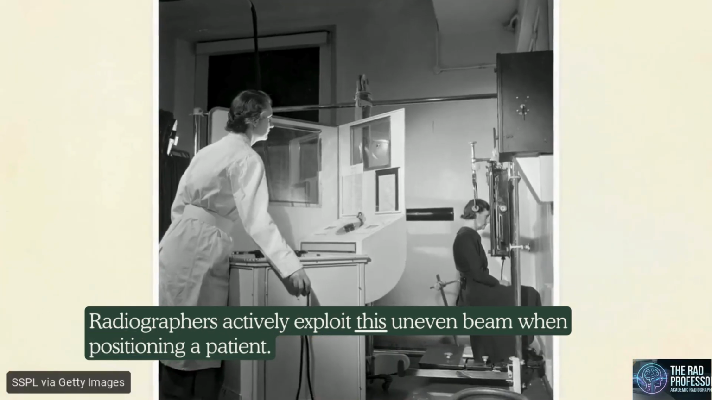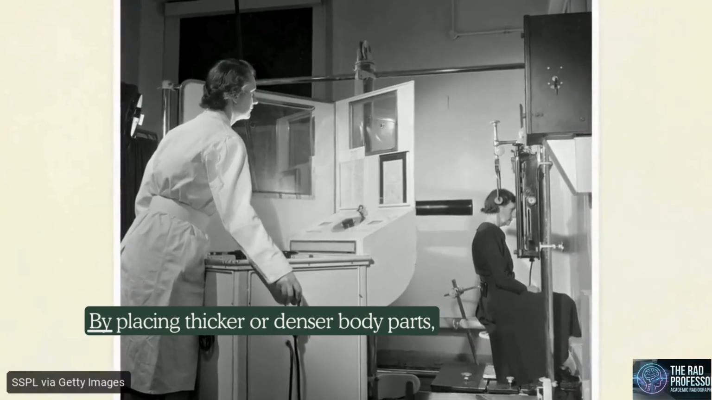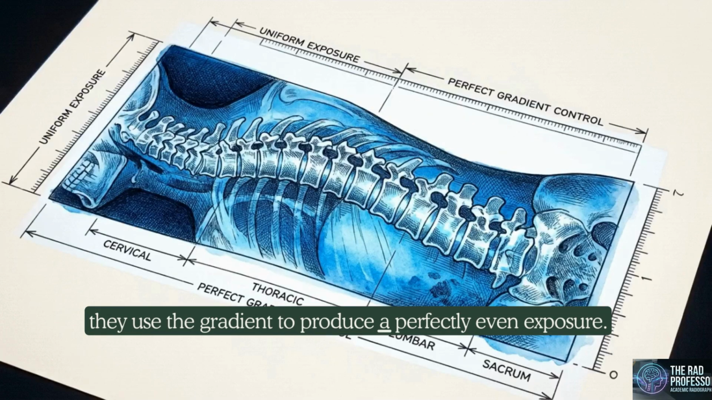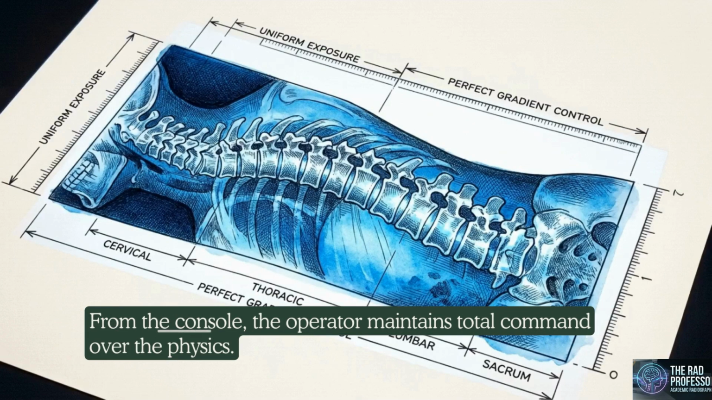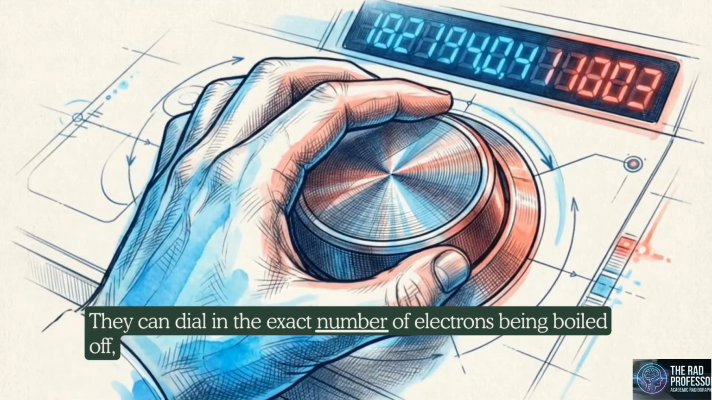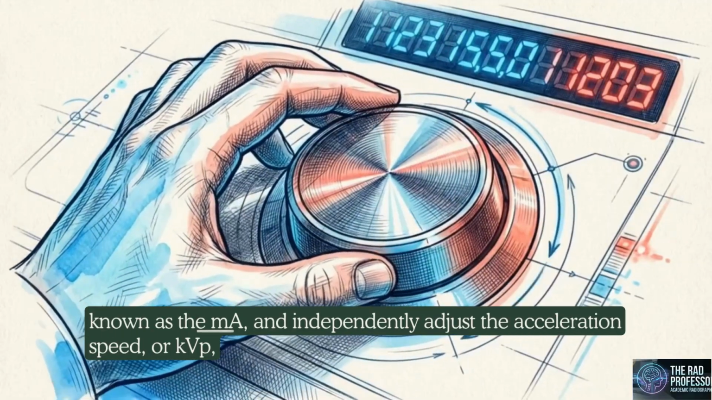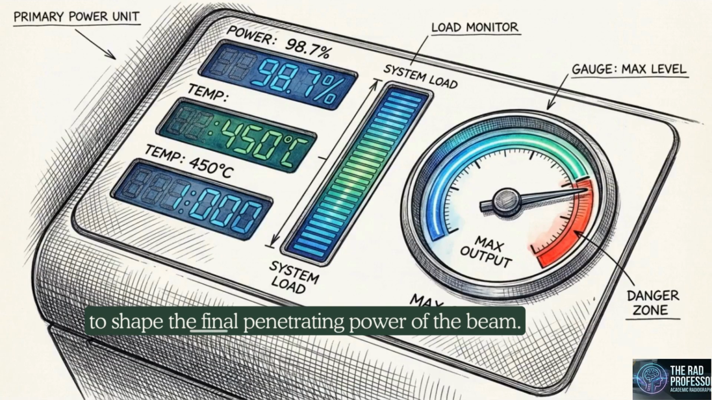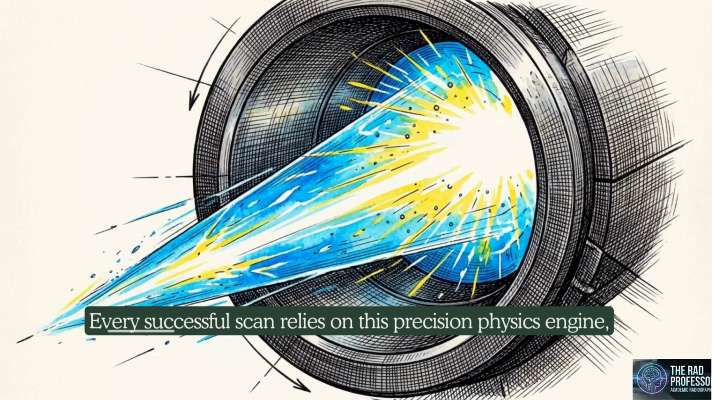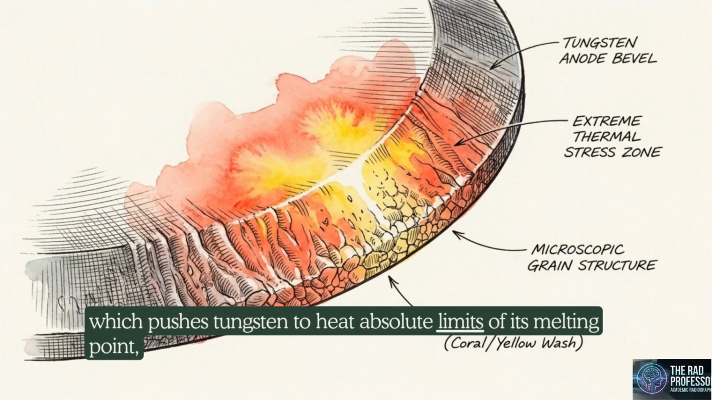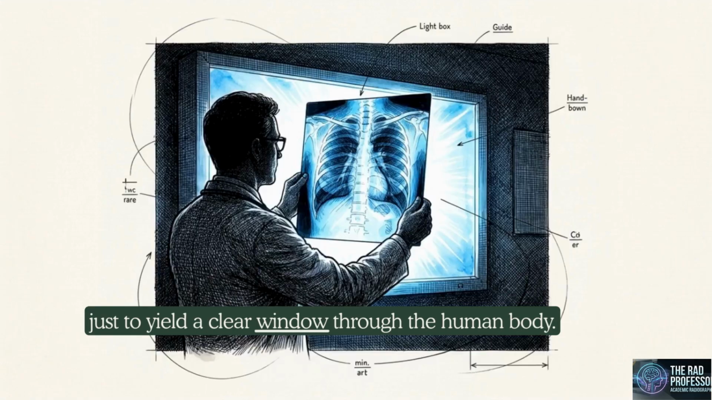Radiographers actively exploit this uneven beam when positioning a patient. By placing thicker or denser body parts, like the lower spine, under the stronger cathode side of the tube, they use the gradient to produce a perfectly even exposure. From the console, the operator maintains total command over the physics. They can dial in the exact number of electrons being boiled off, known as the mA, and independently adjust the acceleration speed, or kVp, to shape the final penetrating power of the beam. Every successful scan relies on this precision physics engine, which pushes tungsten to the absolute limits of its melting point, just to yield a clear window through the human body.